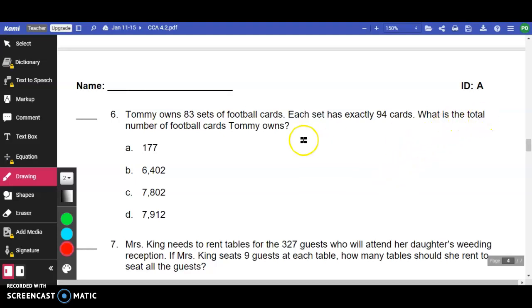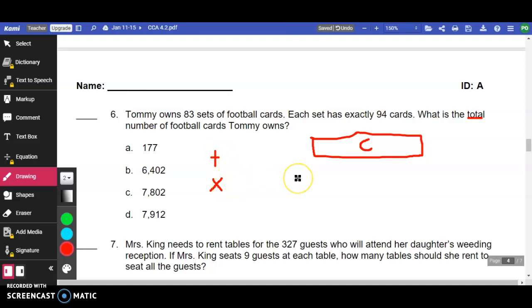The question is, what is the total number of football cards Tommy owns? So we are trying to find out the total number of cards. So, what two operations could we be doing if we're trying to find the total? Yes, addition or multiplication. When we are combining our numbers, this is addition or multiplication.